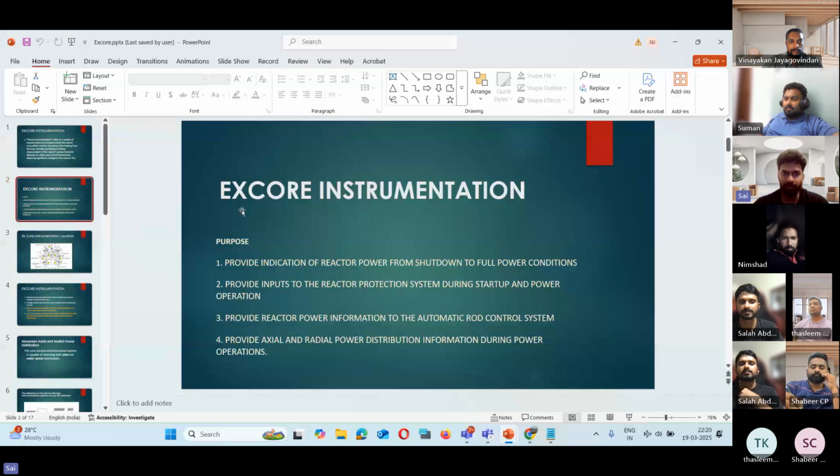There are four major purposes for ex-core instrumentation. The first is to provide indication of the reactor power from shutdown to full power conditions. The second is to provide input to the reactor protection system during startup and power operation. The third is to provide reactor power information to the automatic control. And finally, axial information during power operations.